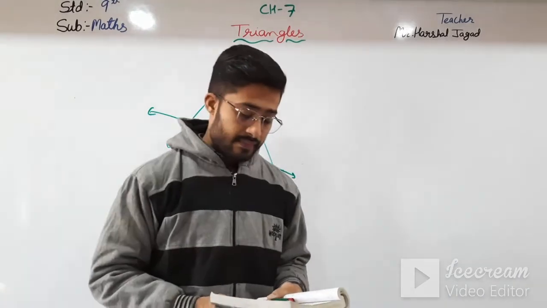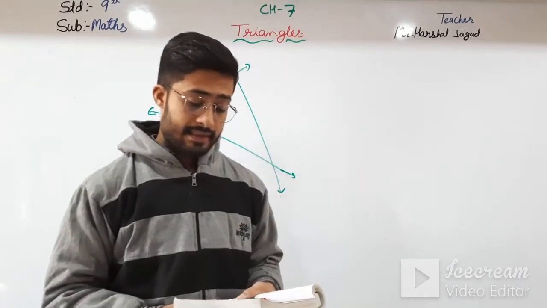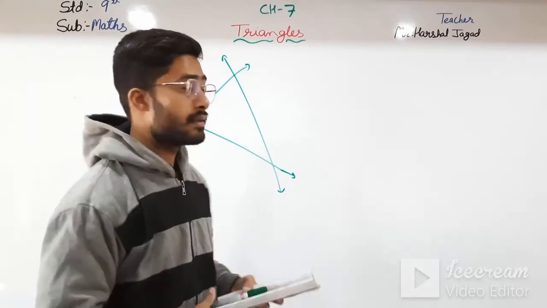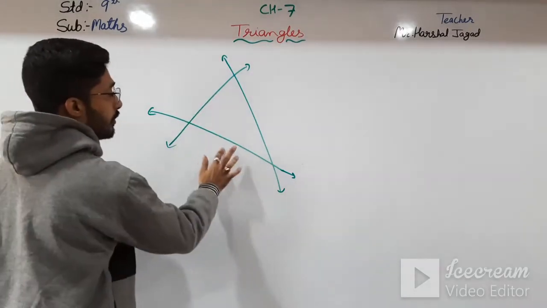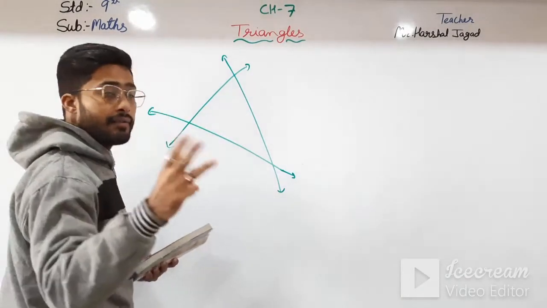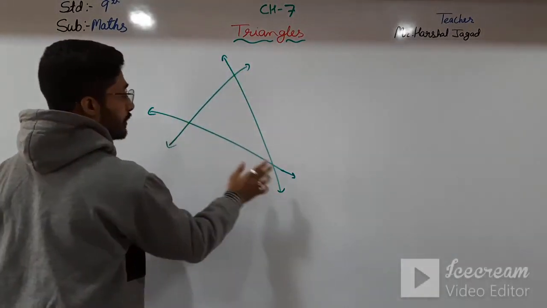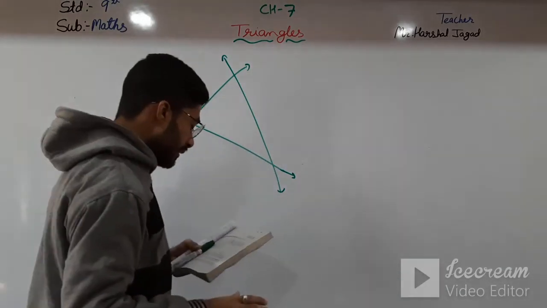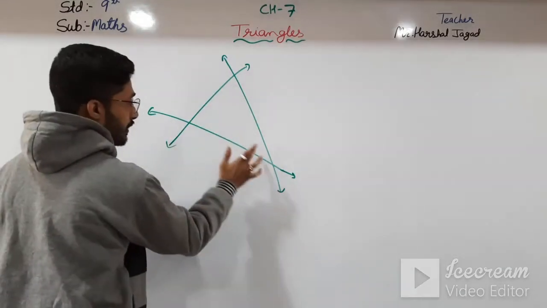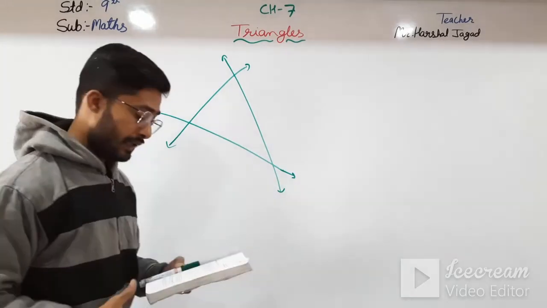Next, a triangle has three sides, three angles, and three vertices. Three sides, 1, 2, 3, three vertices, 1, 2, 3, and three angles, 1, 2, 3. Okay.